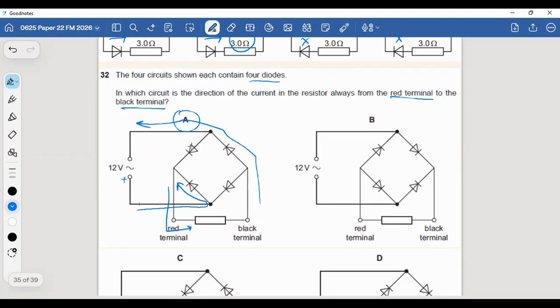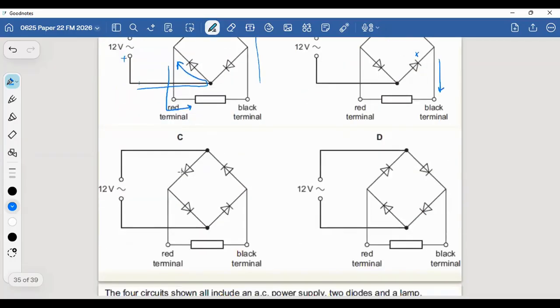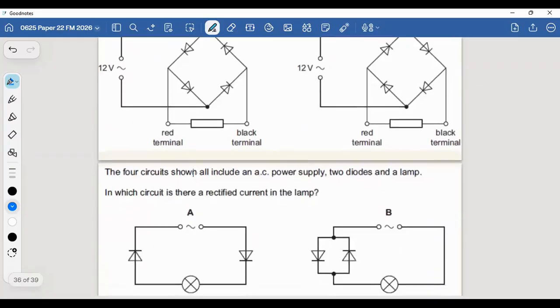As this is not letting current go through it, this blocks the current. Let's see another option. For example, if this becomes positive, the current starts going through it. This is blocking the current, and this is letting it flow. This is again blocking the current, but this time it is going from black to red. It says every time it has to go from red to black, for which A was the perfect option. So I'm not looking at any other option.